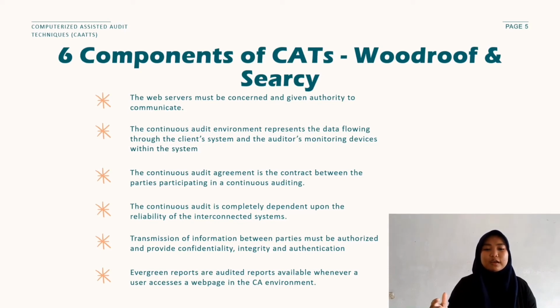The third component is the continuous audit agreement. The agreement is the contract between parties participating in continuous auditing. The fourth component is that continuous auditing is completely dependent upon the reliability of the interconnected systems. The fifth component is that the transmission of information between parties must be authorized and provide confidentiality, integrity, and authentication.